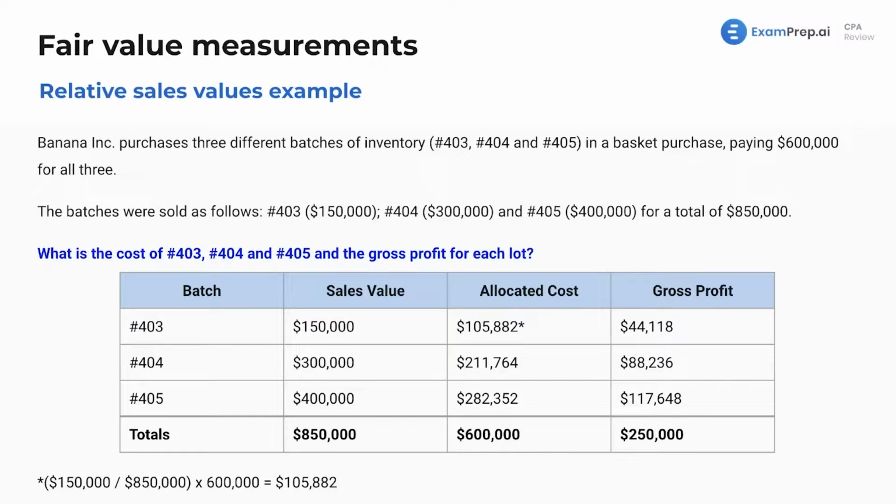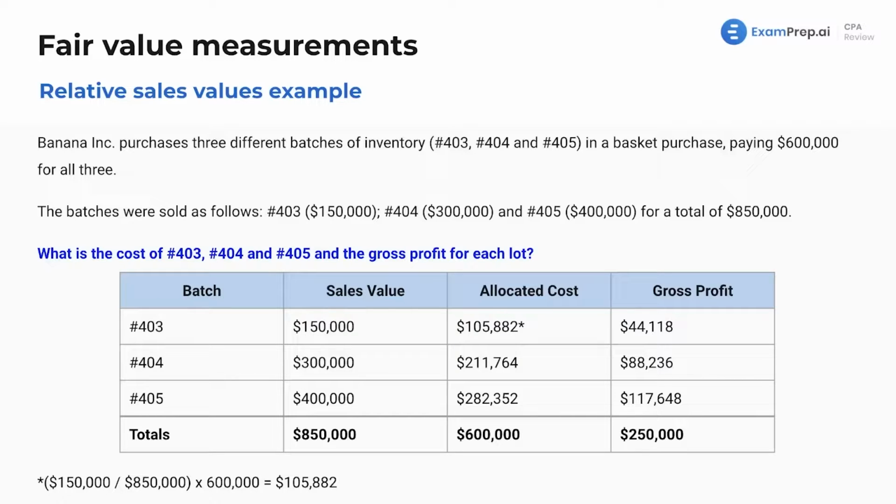Another example. In this case, we are going to use the relative sales value approach. Now, relative sales value might sound new. This is used when basket purchases are made. So we've got batch 403, 404, 405, right? As a company, we're just making batch purchases.